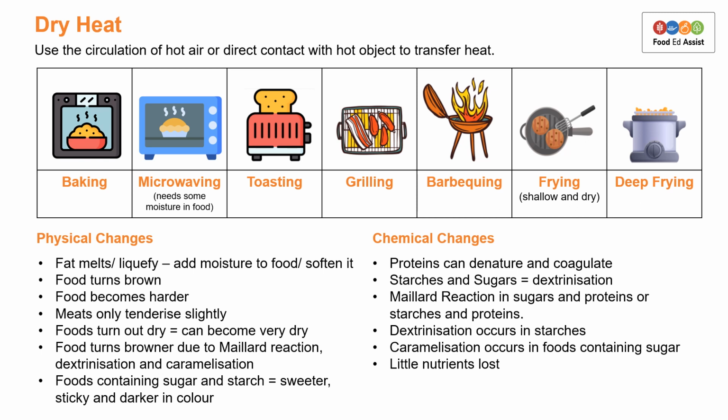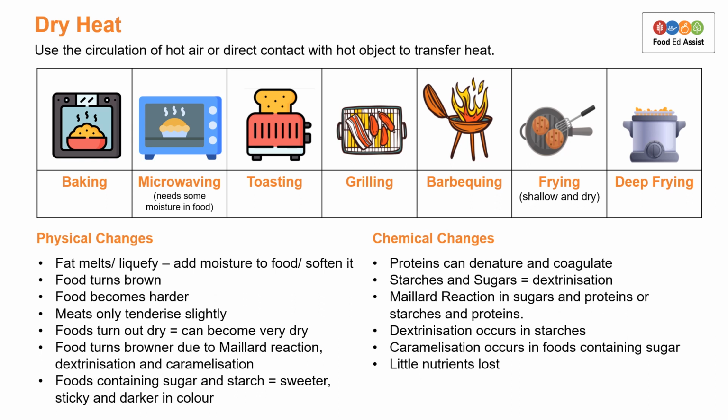Dry heat involves the use of circulation of hot air or dry contact with an object to transfer heat. So there's really not much water involved, or moist air. Baking is an example, microwave, although it does need some moisture in food. Toasting, grilling, barbecuing, frying and shallow frying because the food turns out dry, and deep frying.